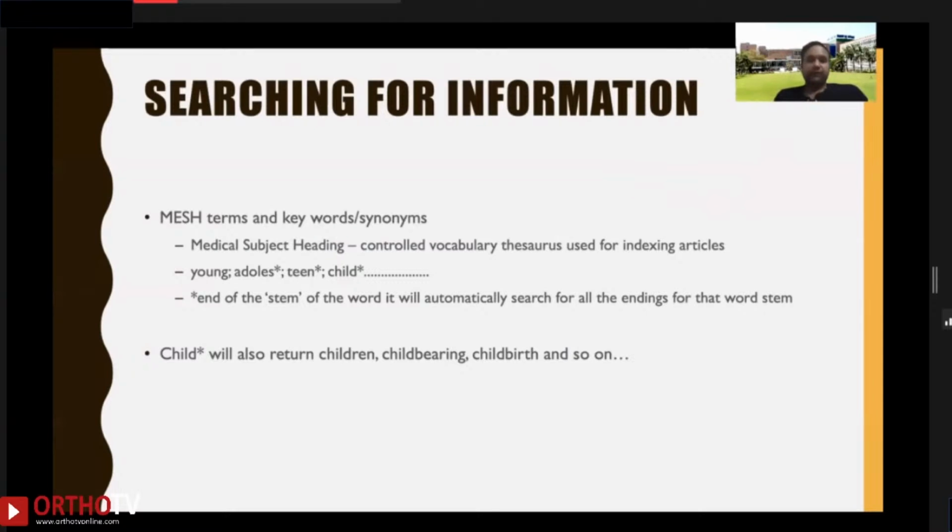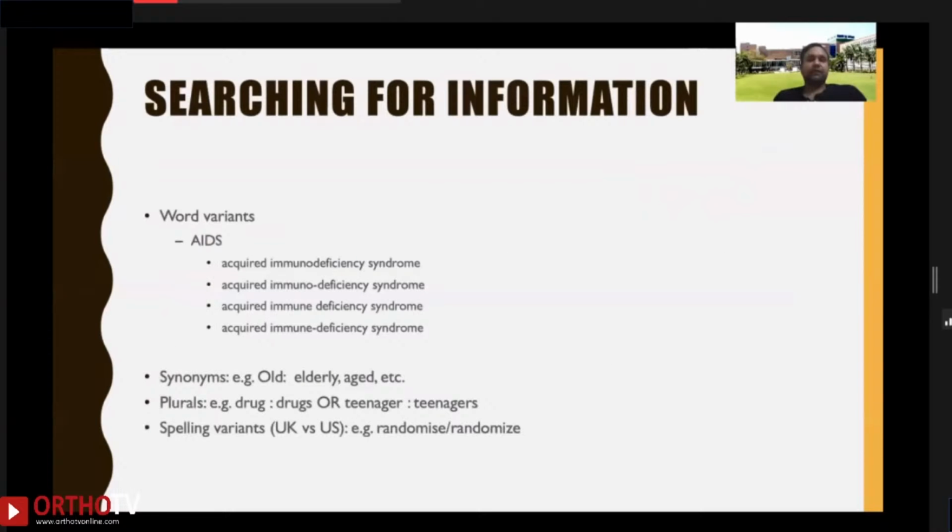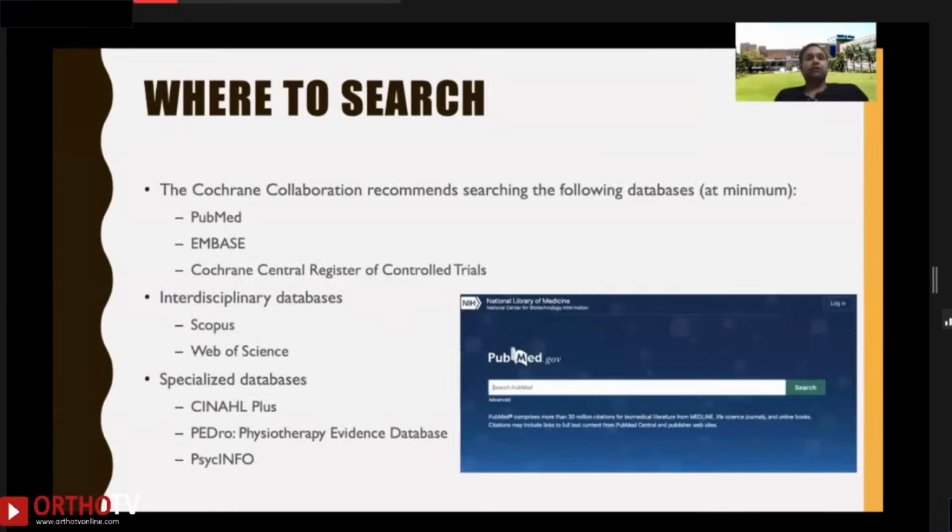So you have to very carefully describe your search terms and operators, and you have to also be aware of the various word variants, like acquired immunodeficiency syndrome, with a hyphen or without a hyphen, and then if there is just immune deficiency, it is not immunodeficiency. So these are all the definitions of AIDS, and you have to search all of them. You have to search for the synonyms, the plurals, and also the spelling variants between the UK and the US.